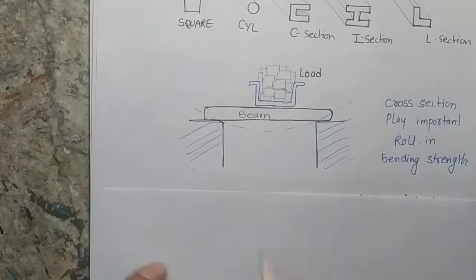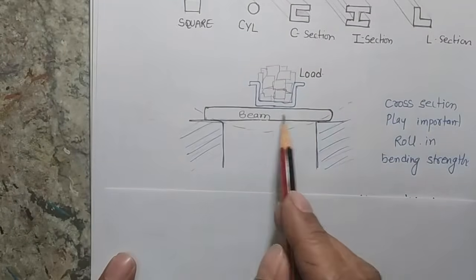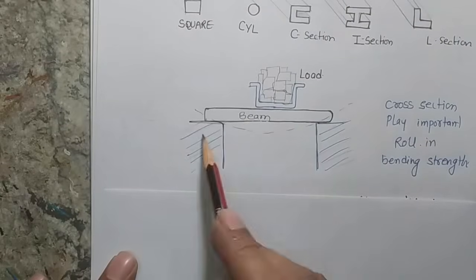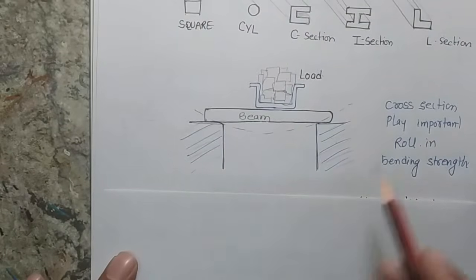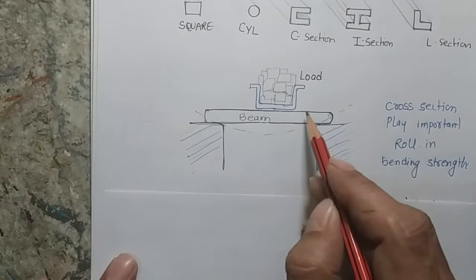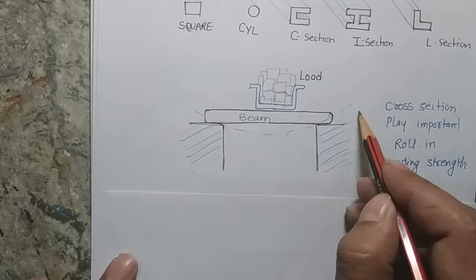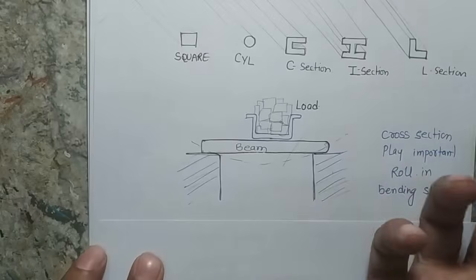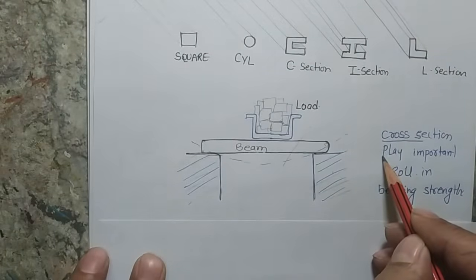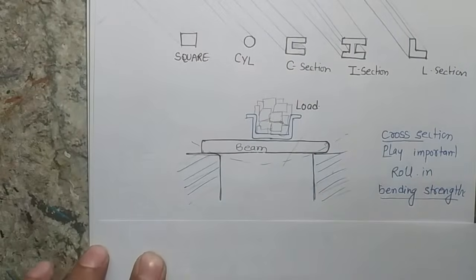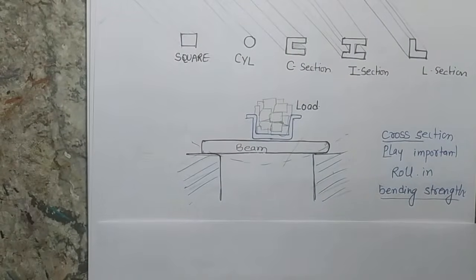Suppose I am using a beam to support a heavy load between these two surfaces. What would be the cross section of the beam? If I cut my beam at this point, I can see the cross section may be a square, cylinder, I section, whatever. This cross section has an important role in the bending strength of this beam. In what way? This is the topic we basically study in the strength of materials course.